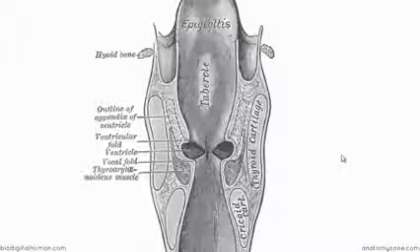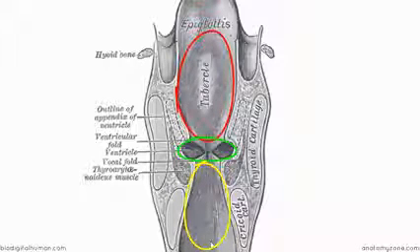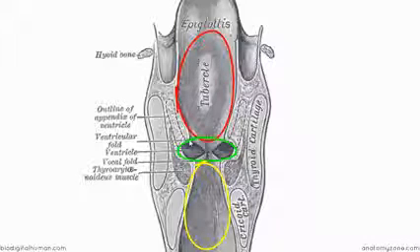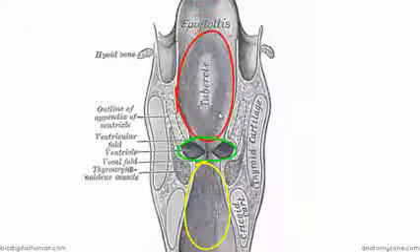So these folds divide up the larynx into three major compartments. So you've got an upper compartment, a middle compartment, and a lower compartment. So the upper compartment is above the vestibular fold and below the laryngeal inlet. So it's this area here, and this is called the vestibule. So the middle compartment lies between the vocal folds and the vestibular folds. So it's this middle region here, and it's a very thin little space.